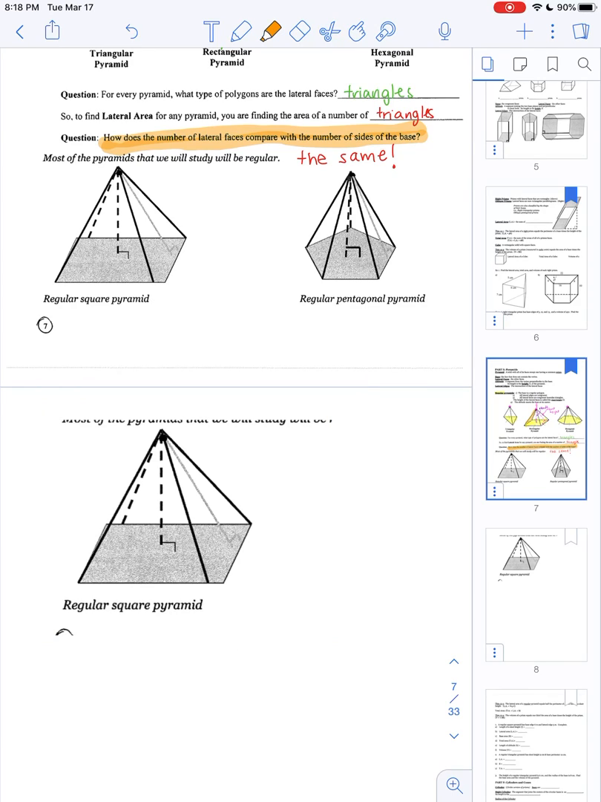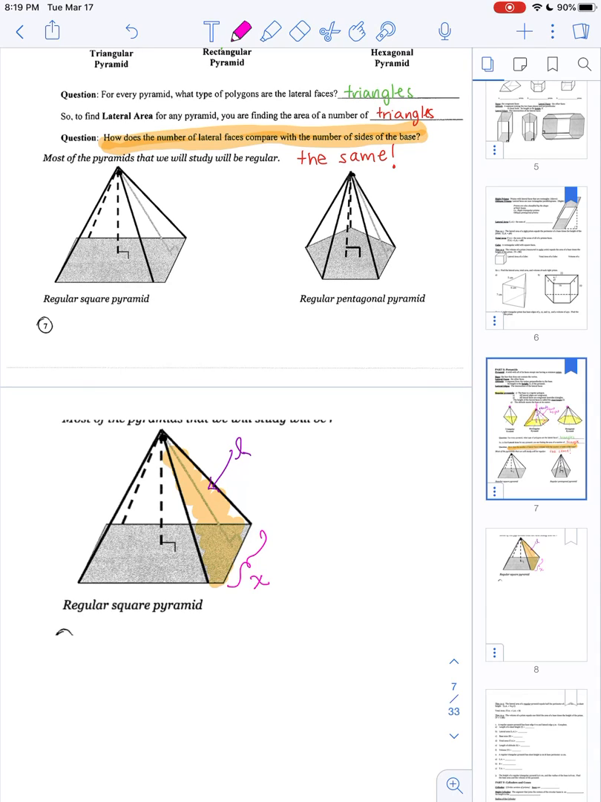So let me go ahead and color in one of these lateral faces. If we take a look at that lateral face, let's go ahead and label some of these features. So let's call the slant height L. That's the usual abbreviation for that. And let's call the base right here X.